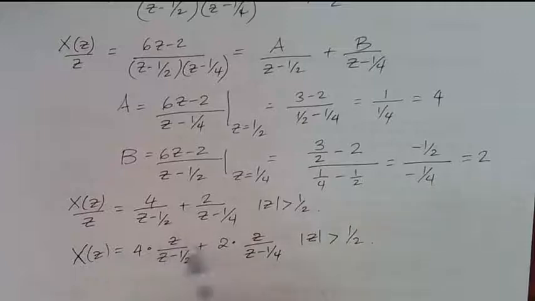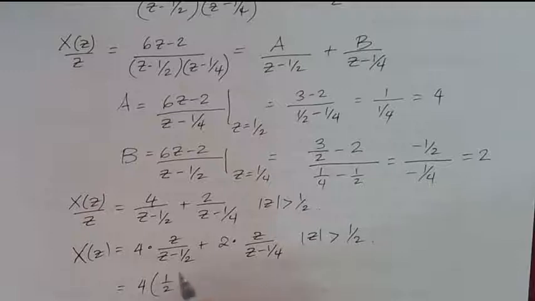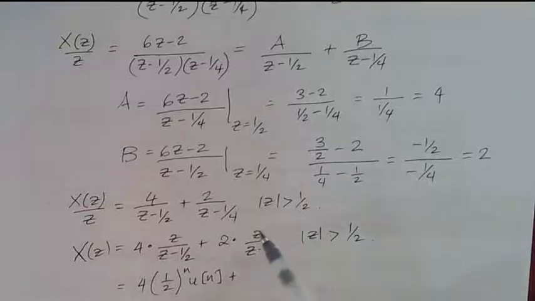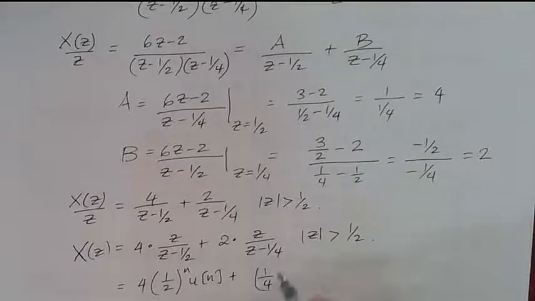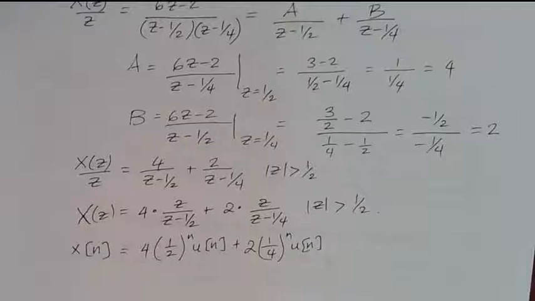This thing here, the inverse z transform of z over (z minus a half), for a region of convergence that is outside of a circle, is just 4 times (1/2) to the n u of n. Plus, in this case, z over (z minus a fourth). Again, the region of convergence is outside of a circle, so that's just (1/4) to the n u of n. And by linearity of the z transform, let's just put that 2 over here, and that's it. So x of n is equal to this. That's all the inverse z transform that you need.